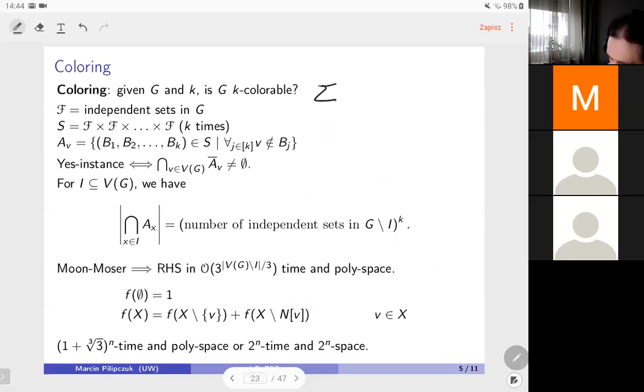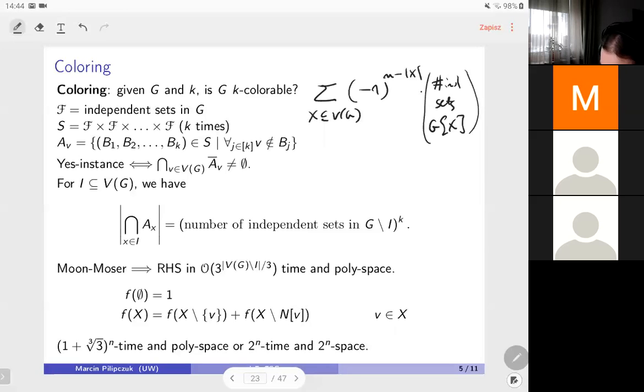I will rewrite this thing: sum over x within V of -1 to the n minus size of x times the number of independent sets of G of x to the power k. So I swapped I with the complement of I in the summation. It doesn't matter. So I sum over the subsets up there. And what we are doing, we are summing something.